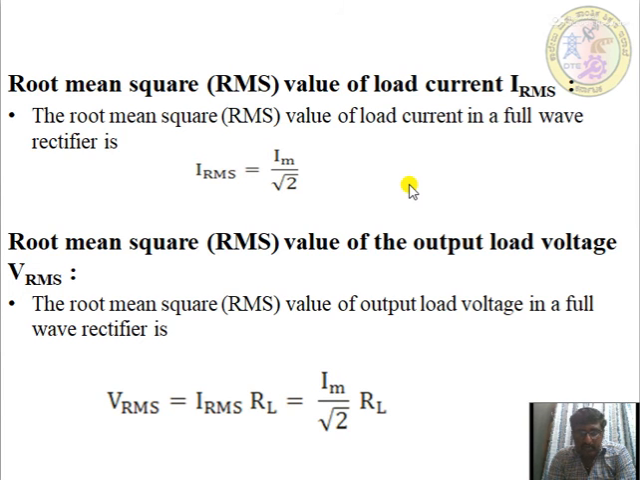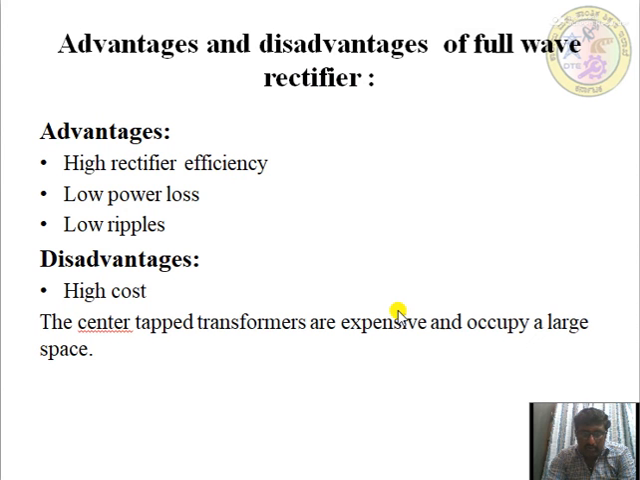Next, the RMS value of the load voltage Vrms is equal to Irms into RL, which is equal to Im by root 2 into RL. So this is the formula for the root mean square.